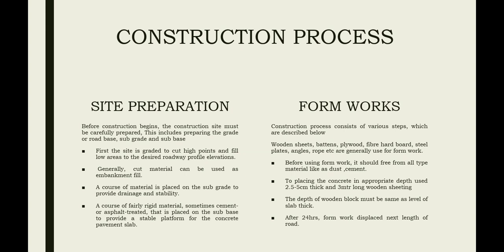So, formworks. The next is formworks. The construction process consists of various steps which are described here. Wooden sheets, battens, plywood, fiber, hardboard, steel plates, angles, rope, etc. are generally used for formworks. Before using formwork, it should be free from all types of material like dust and cement. To place the concrete at appropriate depth, use 2.5 to 5 cm thick and 3-meter long wooden sheeting. The depth of the wooden block must be the same as the level of the slab thickness. After 24 hours, formwork is placed for the next length of road.